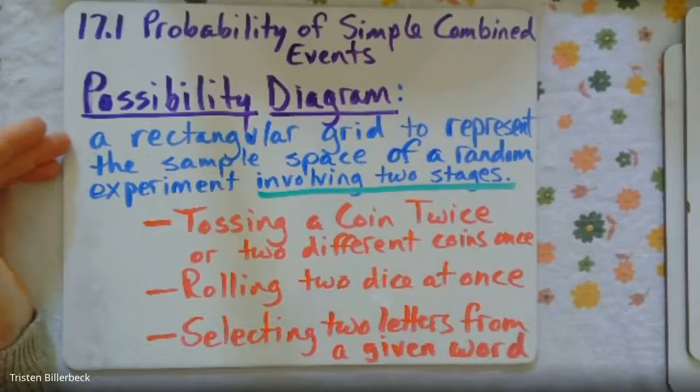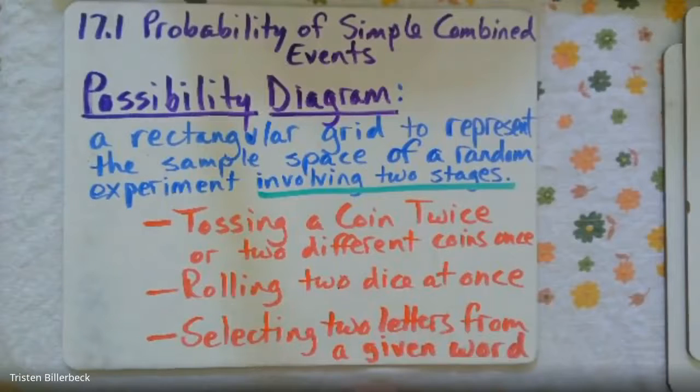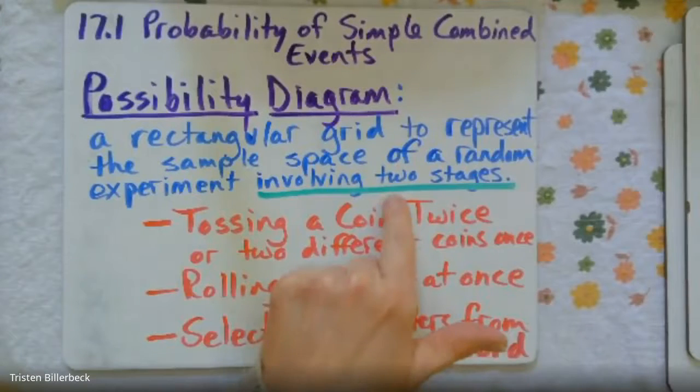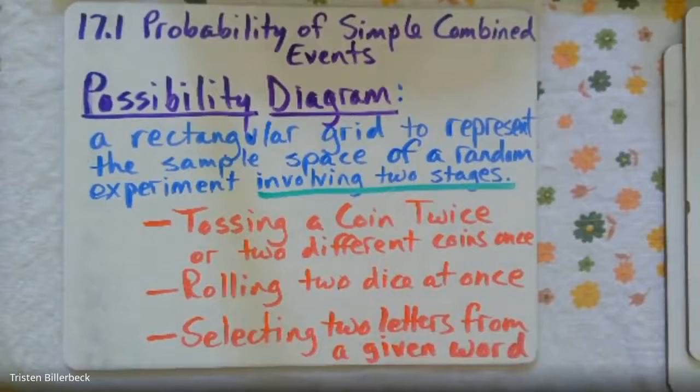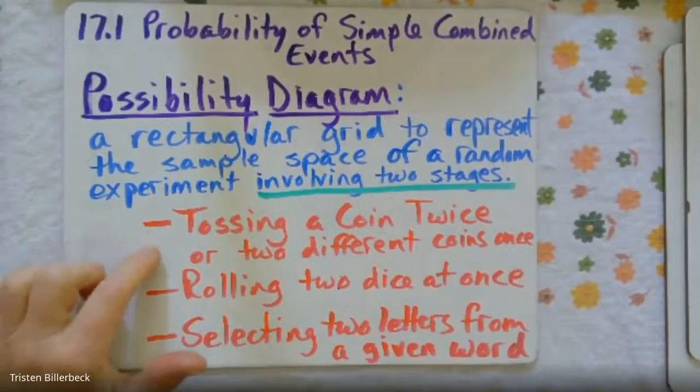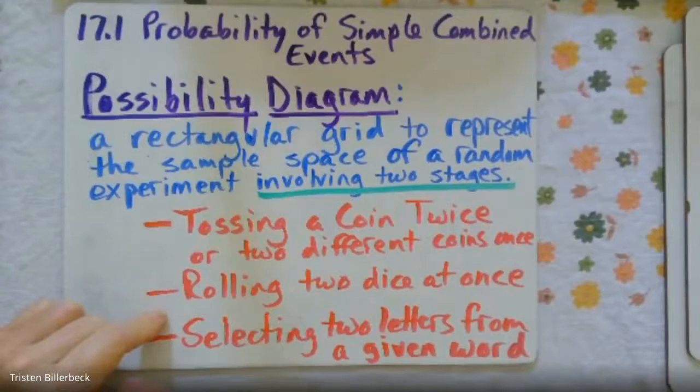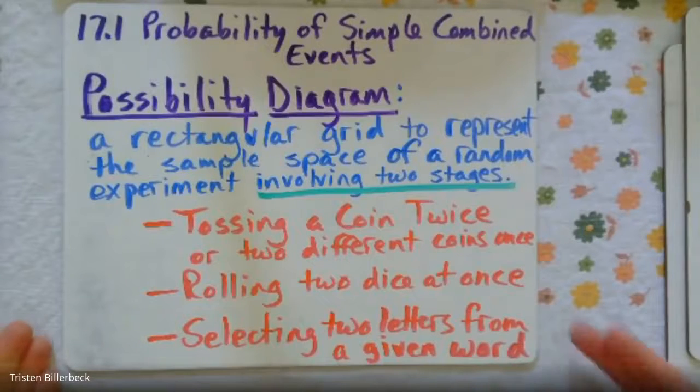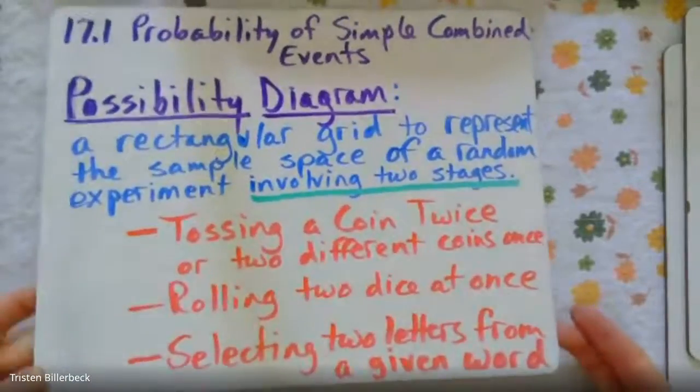It's a rectangular grid that represents the sample space of a random experiment involving two stages. So this is very critical, two stages. Things like tossing a coin twice or two different coins at once, or rolling two dice at once, or selecting two letters from a given word, those would be two events.